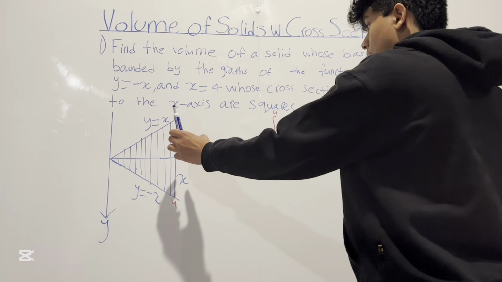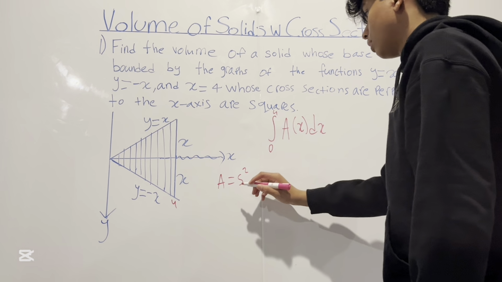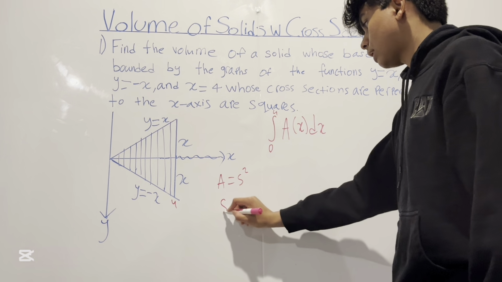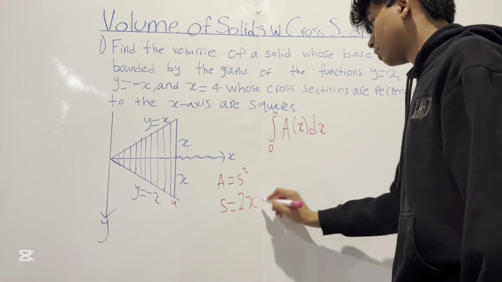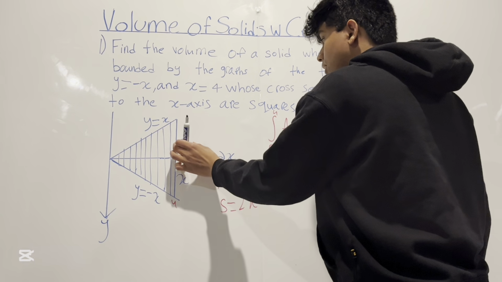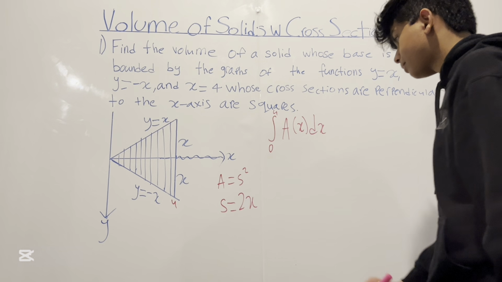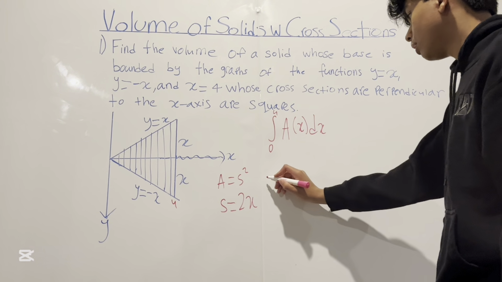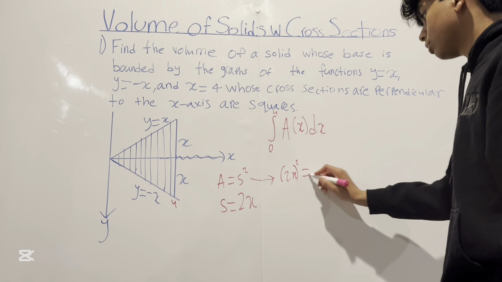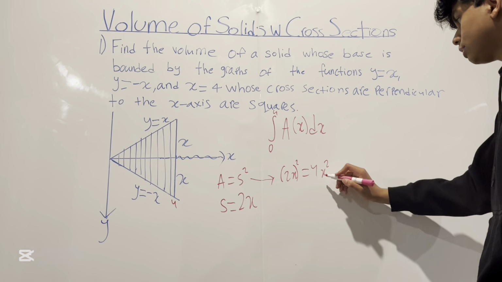And to find area, the area is just the area of the cross section, which is a square. And the area of a square is just s squared. One side squared is the area. And s in this case is going to be 2x, because from the very top of the function to the bottom of the function is x plus x, so that's why it's going to be 2x. So now if we plug s into the area, we're going to get 2x whole squared, which is equal to 4x squared. Now this is equal to our area function. This is A of x.